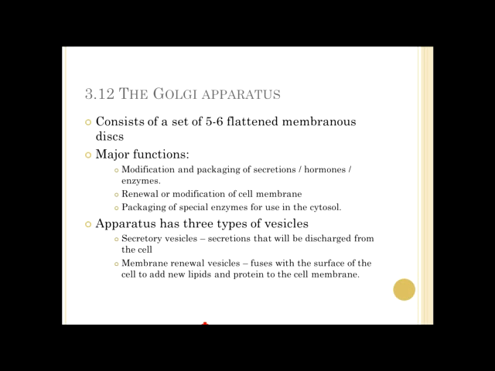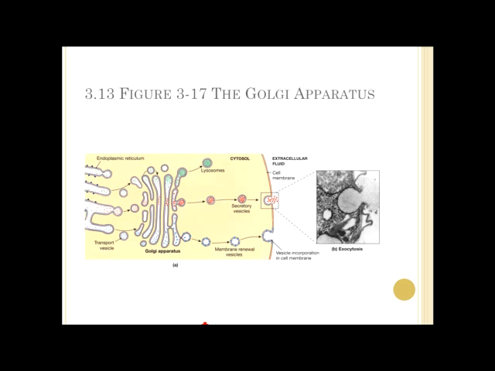Secretory vesicles, secretions that will be discharged from the cell. So this is stuff that we've made, packaged up, and now we're exporting to other cellular environments. And then membrane renewal vesicles fuse with the surface of the cell and add new lipids and protein to the cell membrane. Golgi apparatus. And this is that exocytosis and endocytosis. This is what the Golgi apparatus kind of runs here.